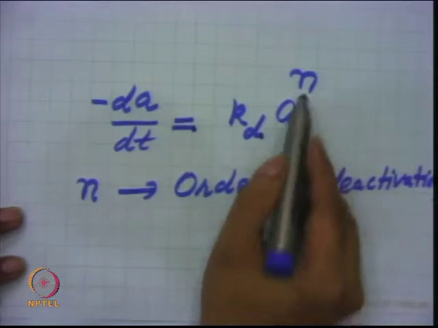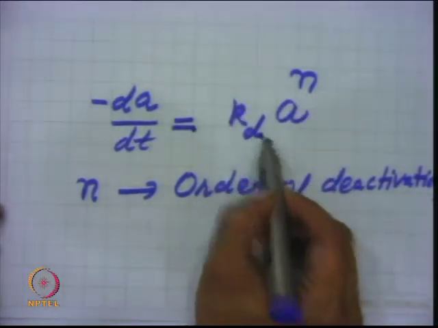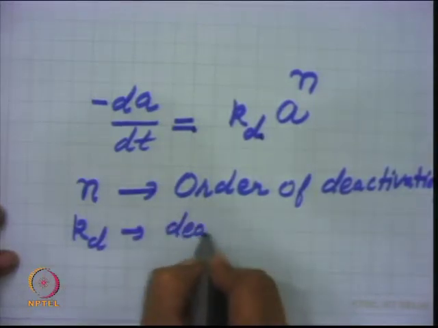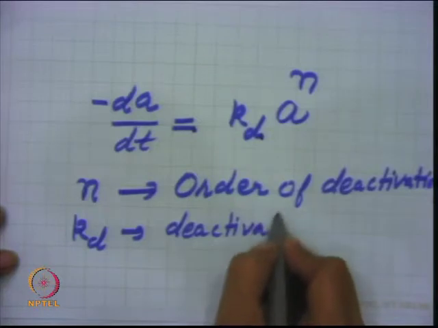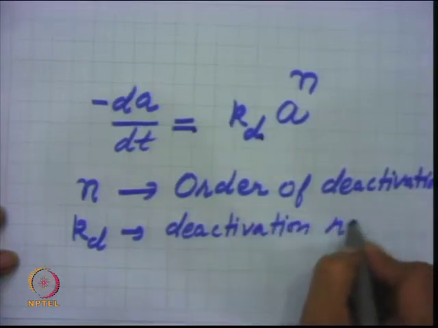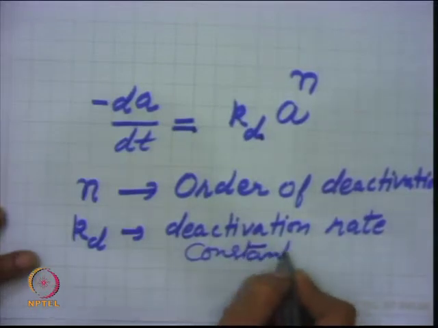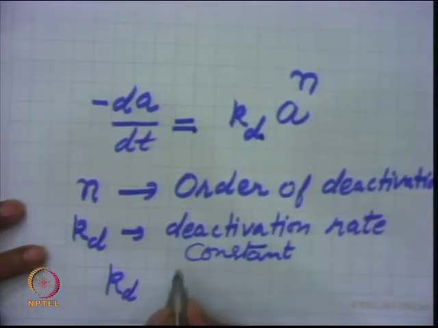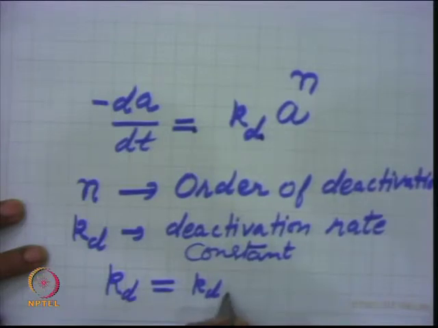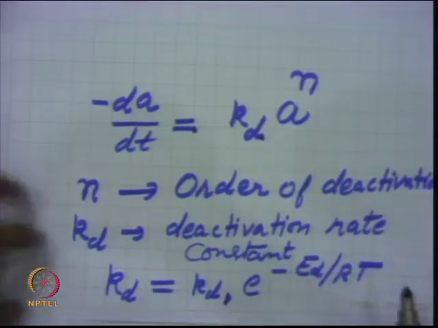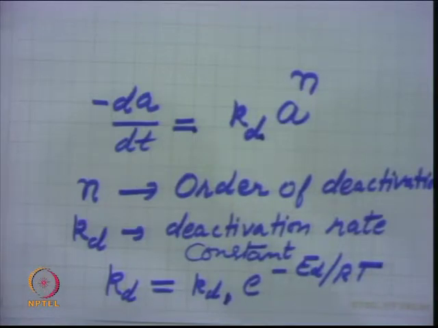Right. So, one can find out the deactivation rate constant K d, known as the deactivation rate constant, and it will be given by the Arrhenius equation as a function of temperature. So, K d is a function of temperature, can be given as K d 1 or K d 0 e to the power minus E d divided by R T, where E d is the activation energy for the deactivation reaction.